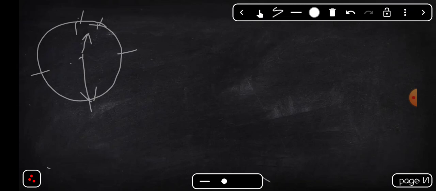That means from 12 to 6, there are 6 points, so 6 into 30.